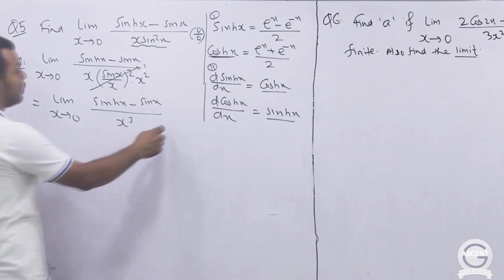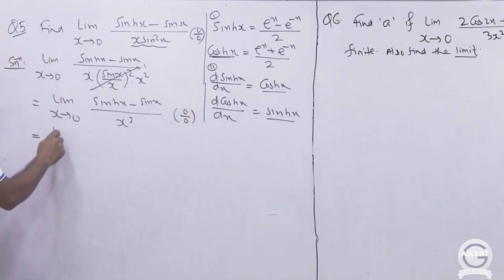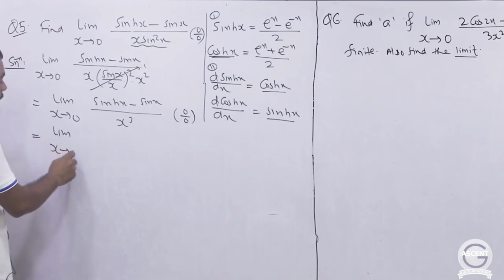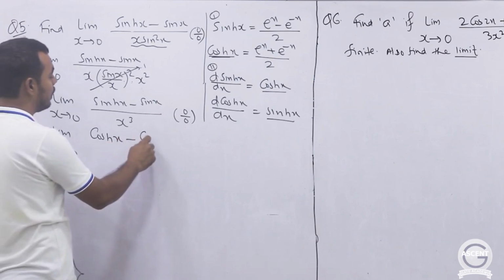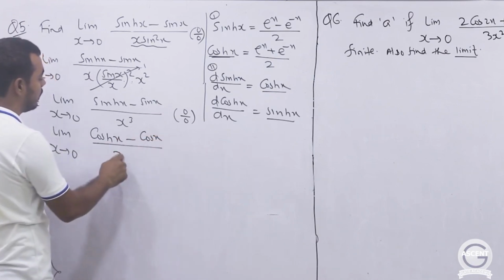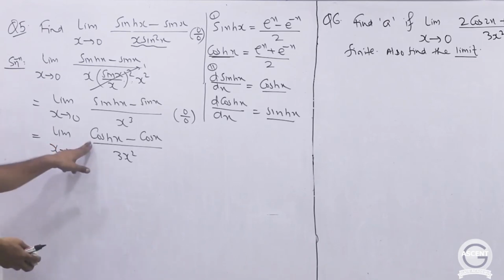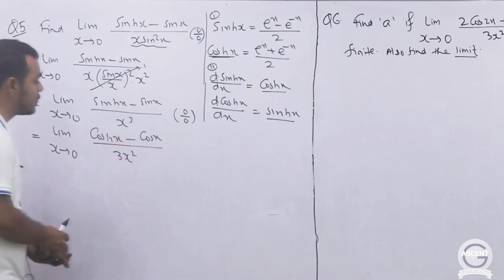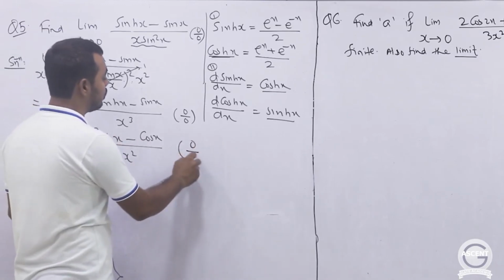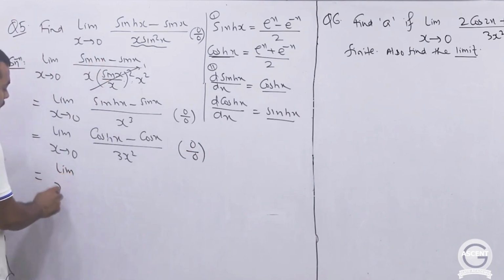So again we have a 0 by 0 indeterminate form. Apply L'Hopital's rule, differentiate the numerator and denominator separately. The derivative of the numerator will be hyperbolic cosine minus cosine, divided by 3x square. Now as you can see, this is again giving us a 0 by 0 indeterminate form, cos 0 is 1, here also you will get 1, so 1 minus 1 is 0 by 0. So since we are getting a 0 by 0 indeterminate form, L'Hopital's rule is again applicable.